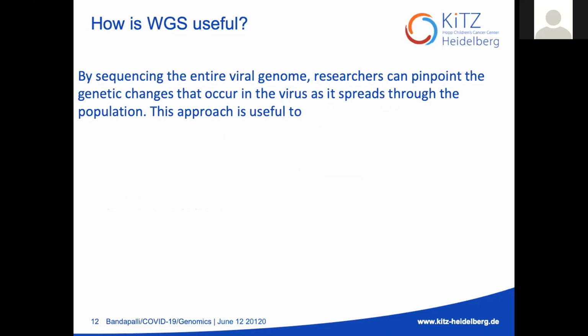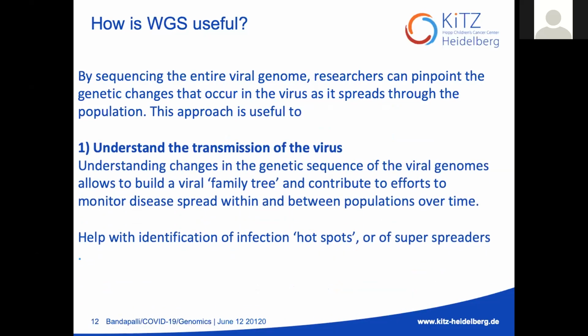So how does it help, doing whole genome sequencing? By sequencing the whole viral genome, researchers can pinpoint the genetic changes that occur in the viruses as it spreads through the population. This approach is useful to understand the transmission of the viruses, how the genetic sequence of the viral genomes changes from place to place, and also how they build the family tree, how they are closely related, like Professor Kripanidhi told, how they are closely related to MERS and SARS. Other researchers have also shown this is possible to do quickly with whole genome sequencing.